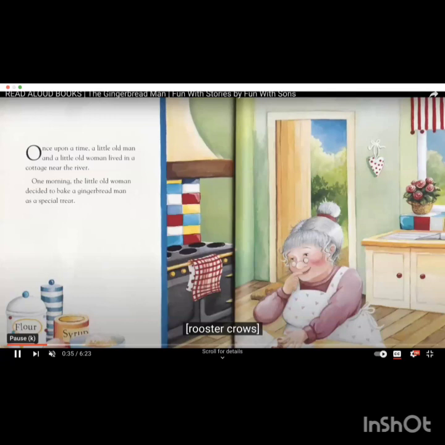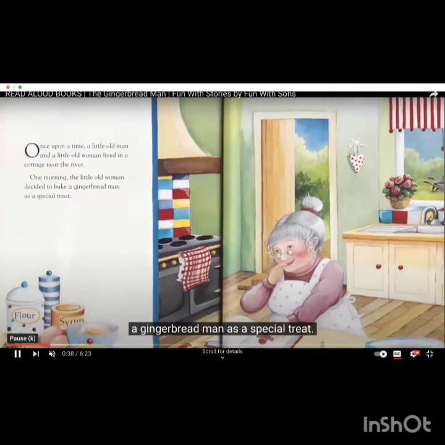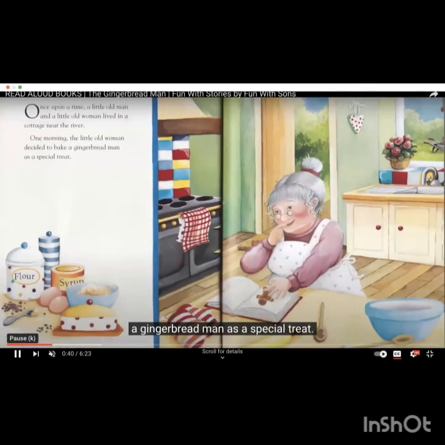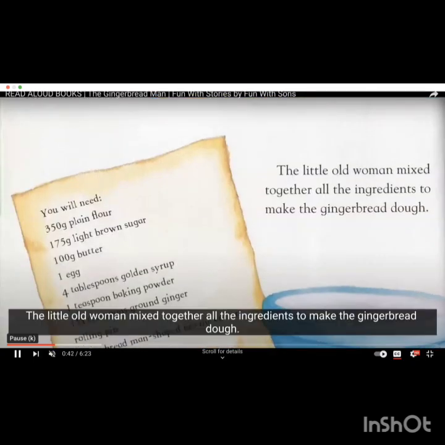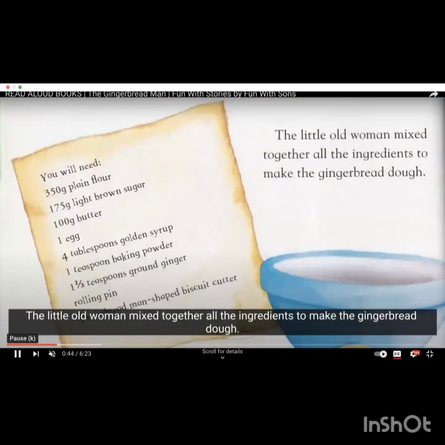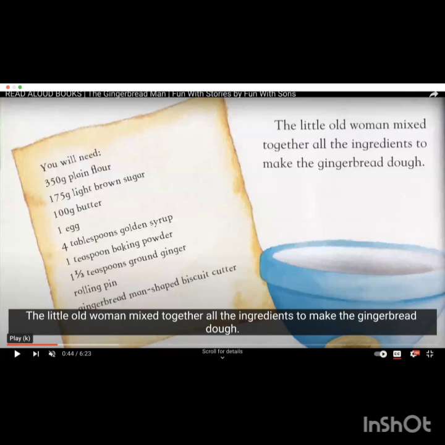Let's see. What is she going to bake today? A gingerbread man. The little old woman mixed together all the ingredients to make the gingerbread dough. What do you think she would need for the dough?